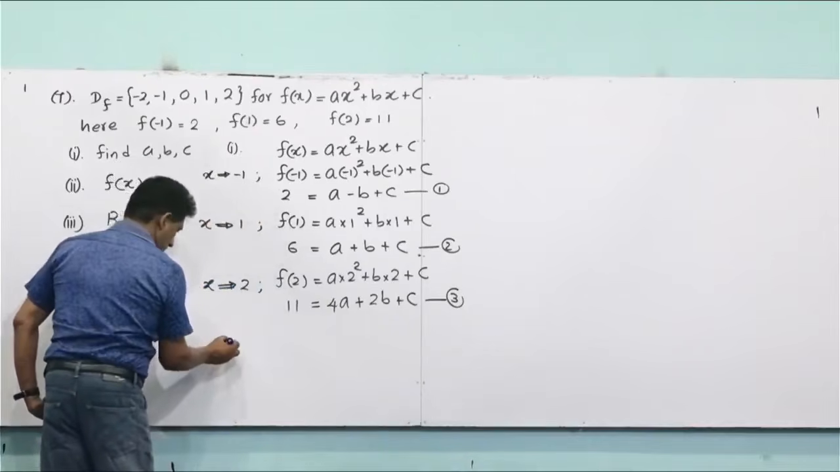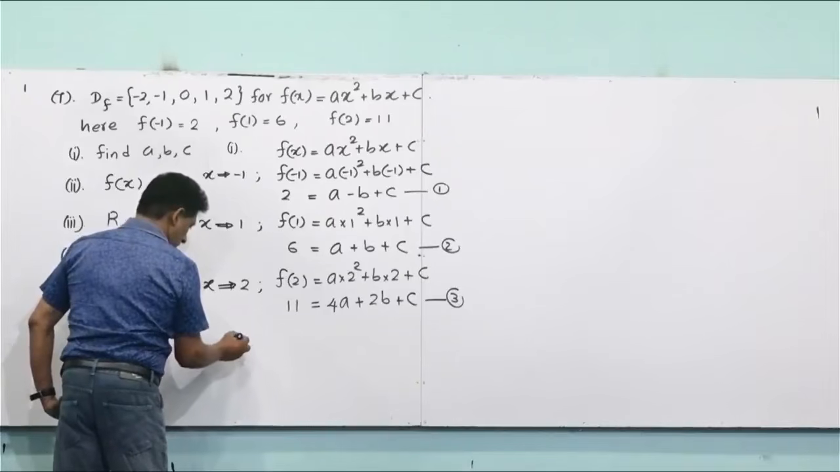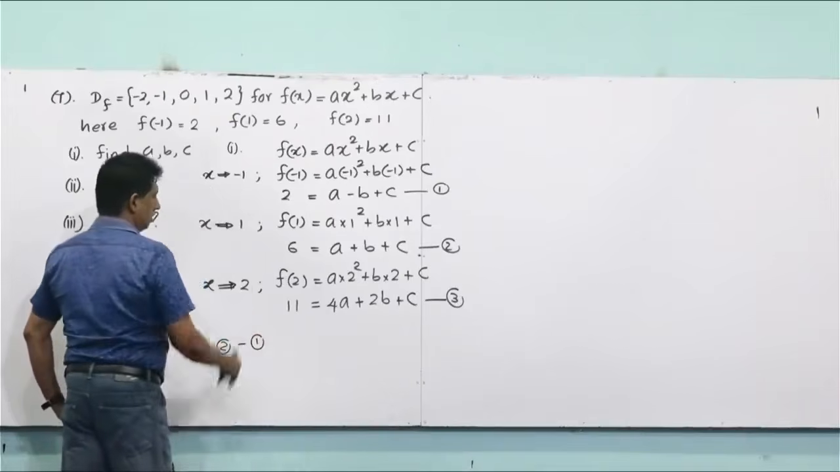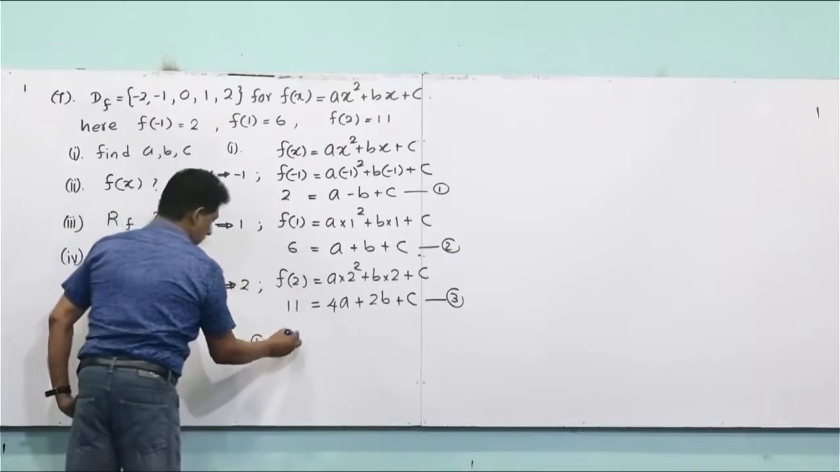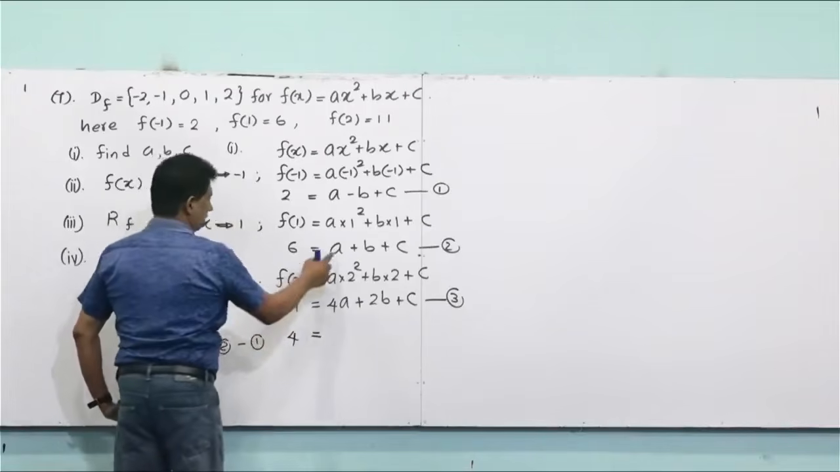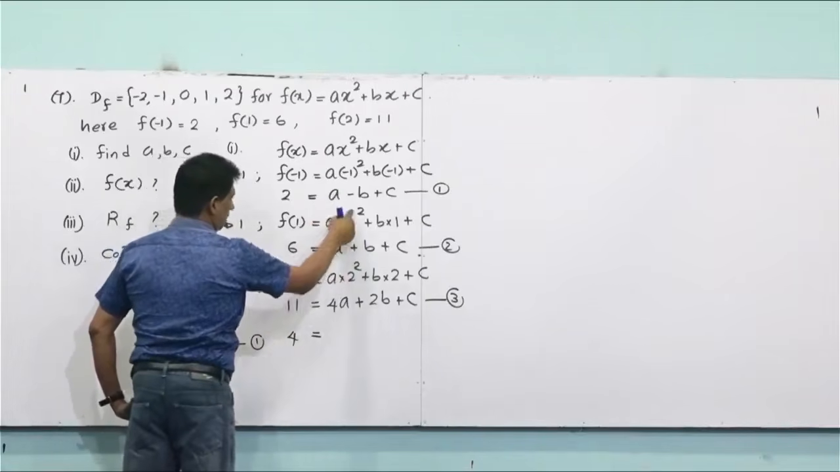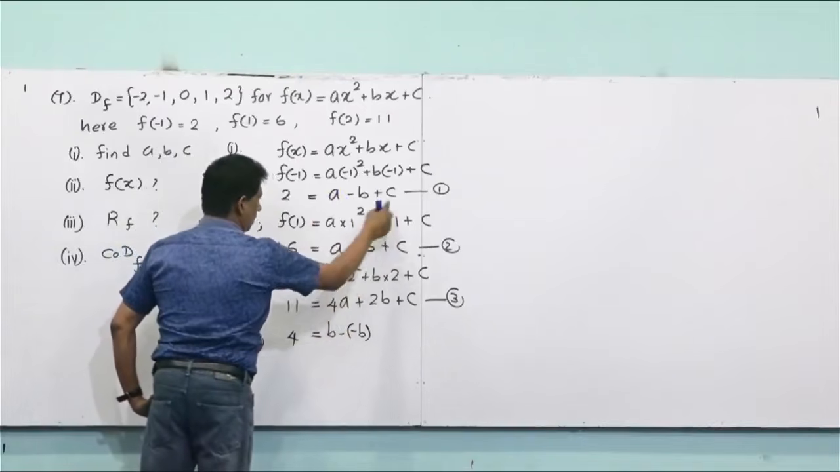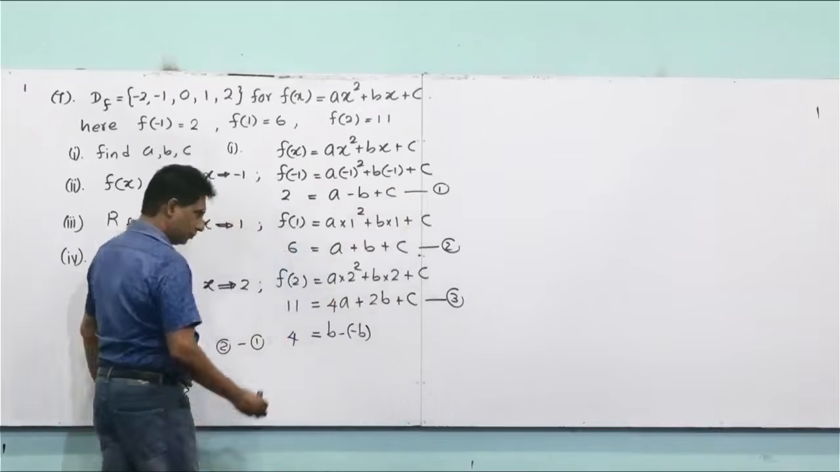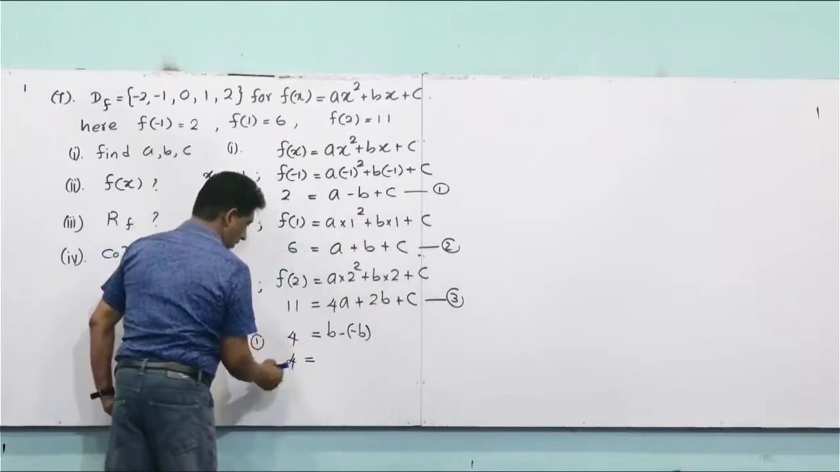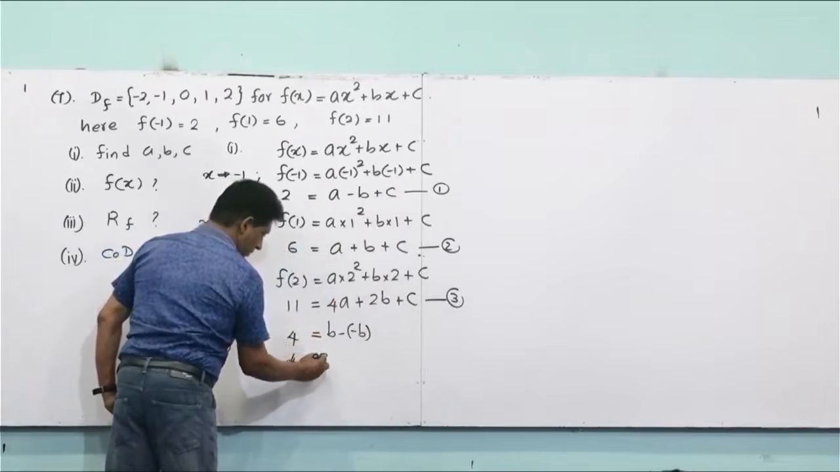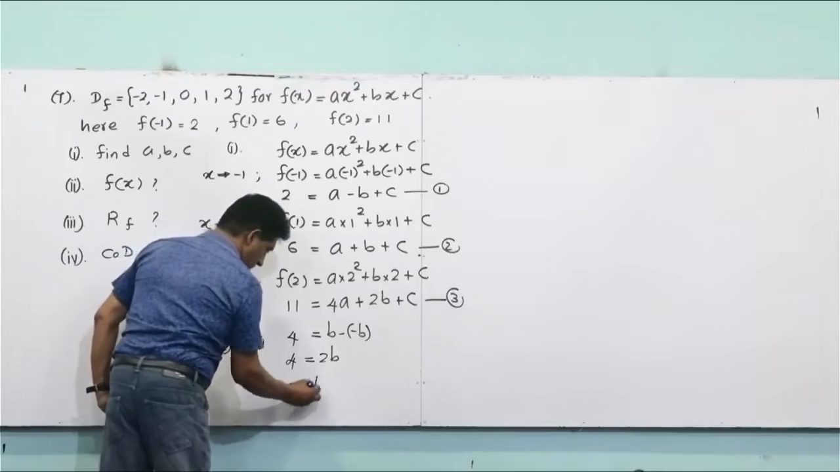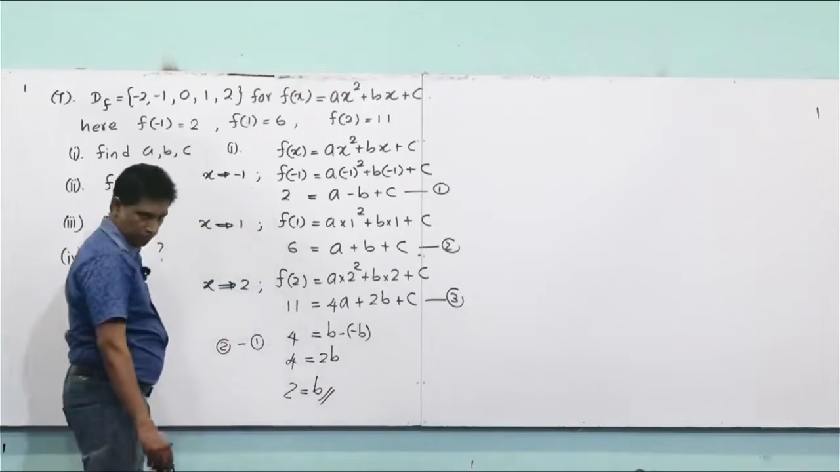So first I subtract equation 1 from equation 2. Then 6 minus 2 means 4. A minus A removed. B minus minus B. B minus minus B. C minus C removed. Then here 4 equals minus into minus means positive 2B. We divide both sides by 2, then the value of B is 2.